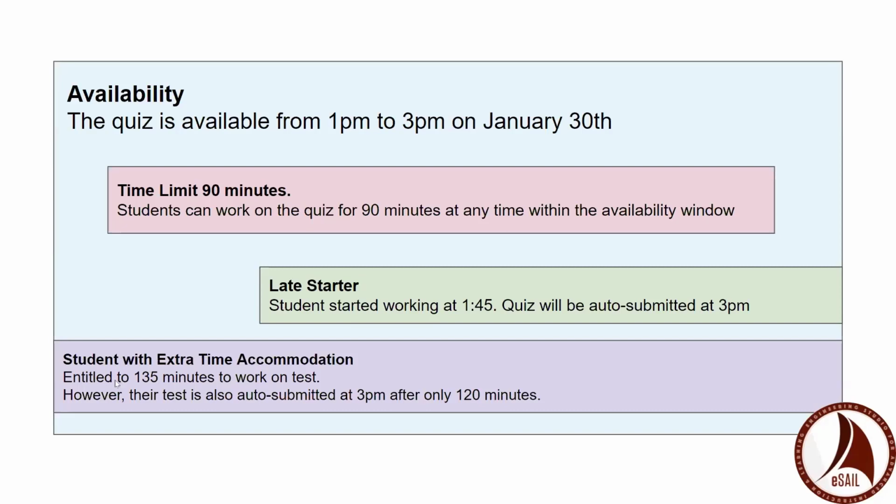So here is a student who's entitled to 135 minutes to work on a test, but because this availability window is set to 120 minutes, their test will also be auto-submitted at 3 p.m. because the test availability overrides all other time settings on that test. So this is where those multiple sets of availabilities can come in handy. If you don't want to make the window larger for everyone, you may just need to make the time availability window larger for students that have extra time, and you can do that quite easily within quiz settings.